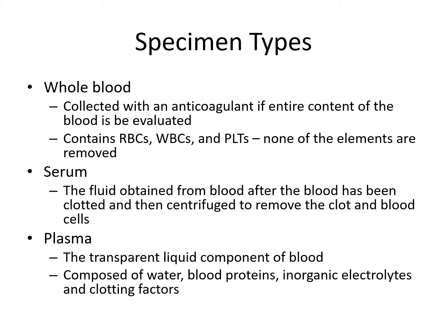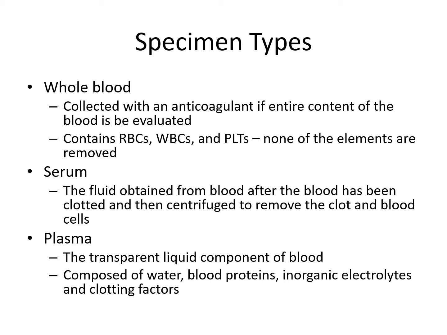Now with our specimen types, there's several different ways we can look at these samples. So there's whole blood samples. If you've ever seen test tubes, you'll notice they have different rubber caps that are color coded. And what they're color coded for is because there's other chemicals in the test tube.